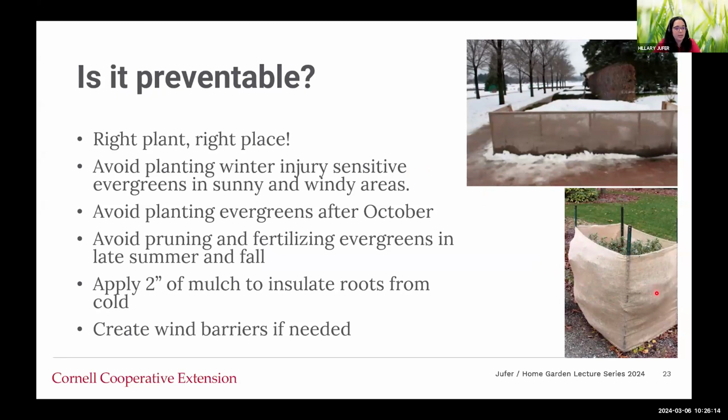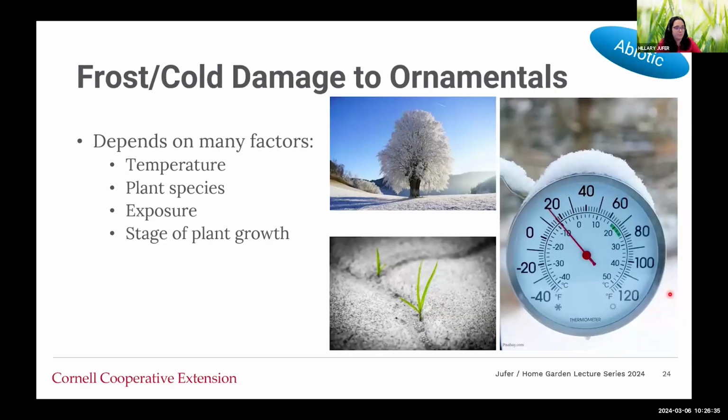And just know that the materials will degrade if you have a significant rain or snow event. You might need to redo it, but they should be helpful. They're not going to prevent water loss, but they'll prevent the potential for some windburn.